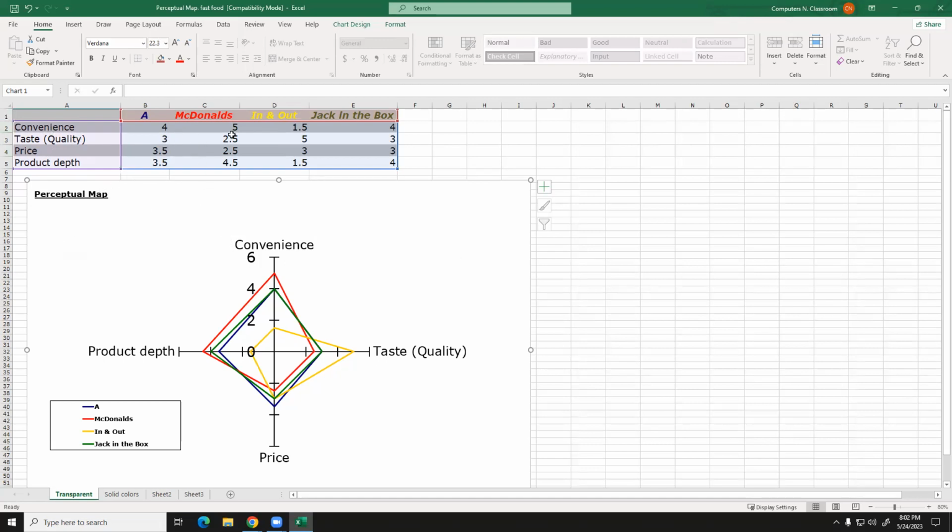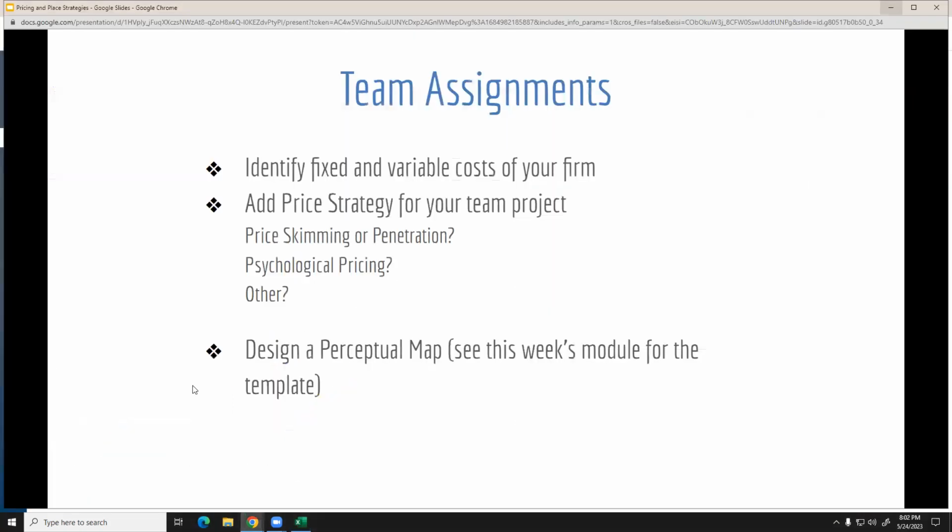Put in numbers that you feel are realistic. I've seen this used very unscientifically just to get an idea of where the product sits based on 4 variables. So this is called a perceptual map. I'd like you to use this.